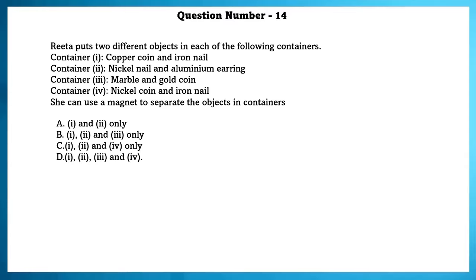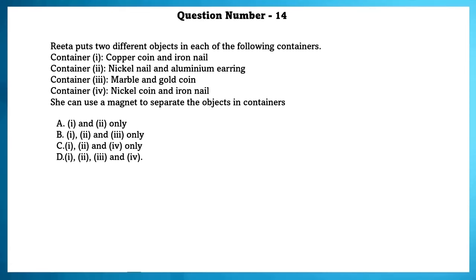Question number 14. Rita puts two different objects in each of the following containers. In container 1, there's a copper coin and iron nail. In container 2, nickel nail and aluminium earring. Third, marble and gold coin. In the fourth container, nickel coin and iron coin.